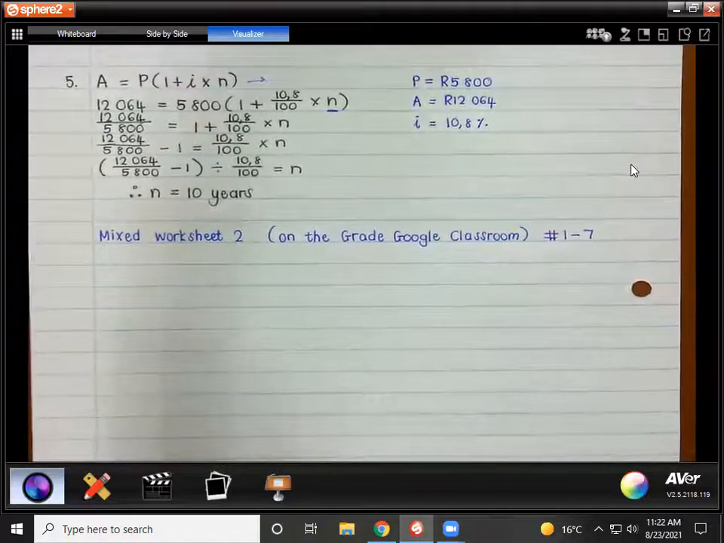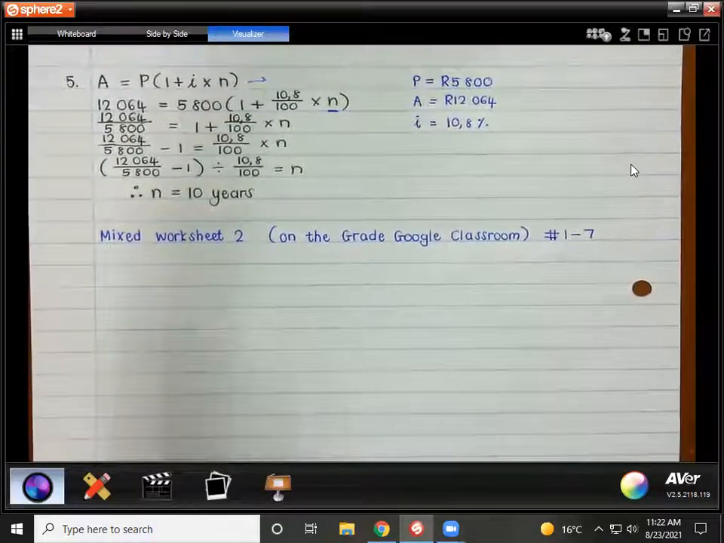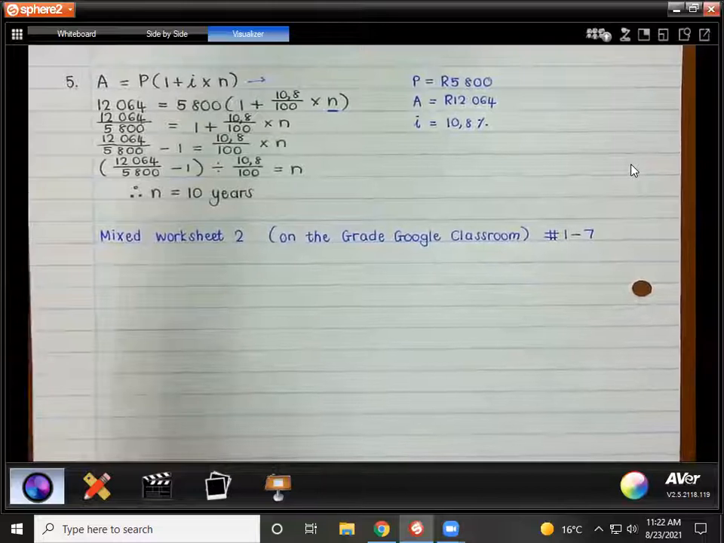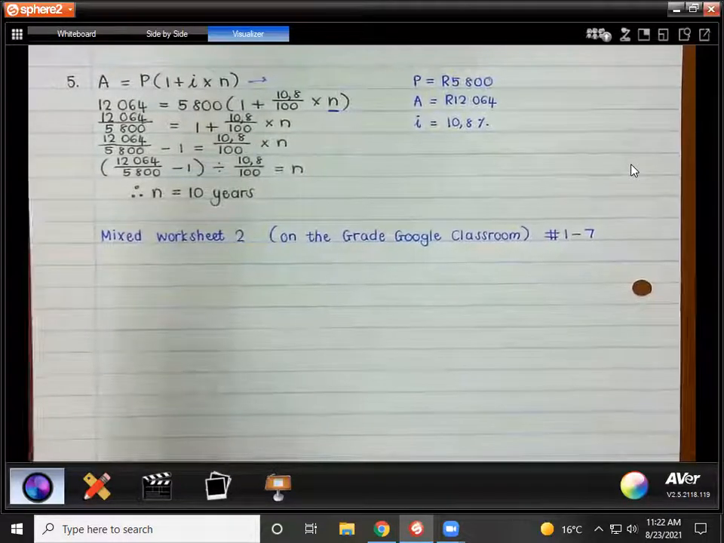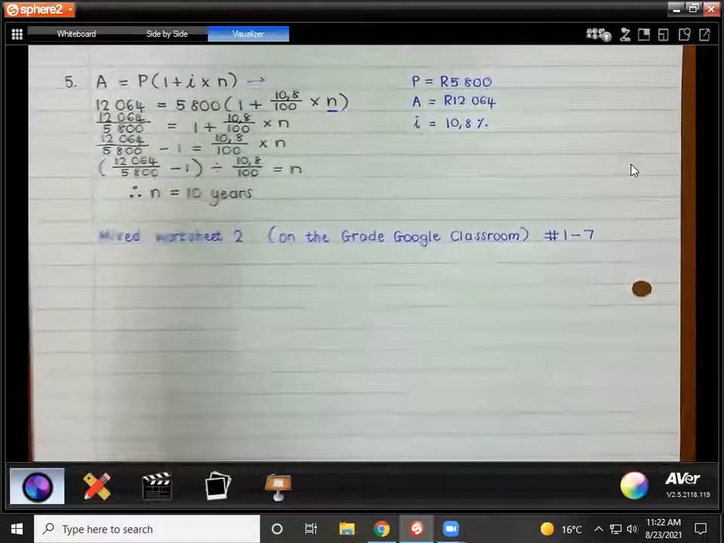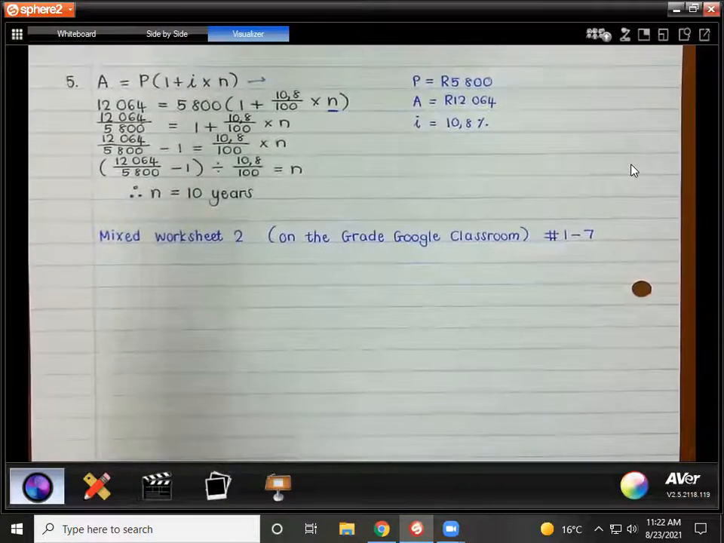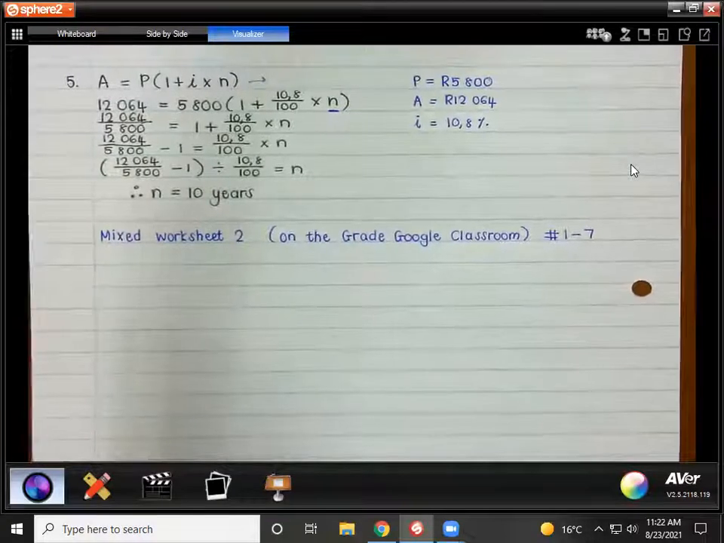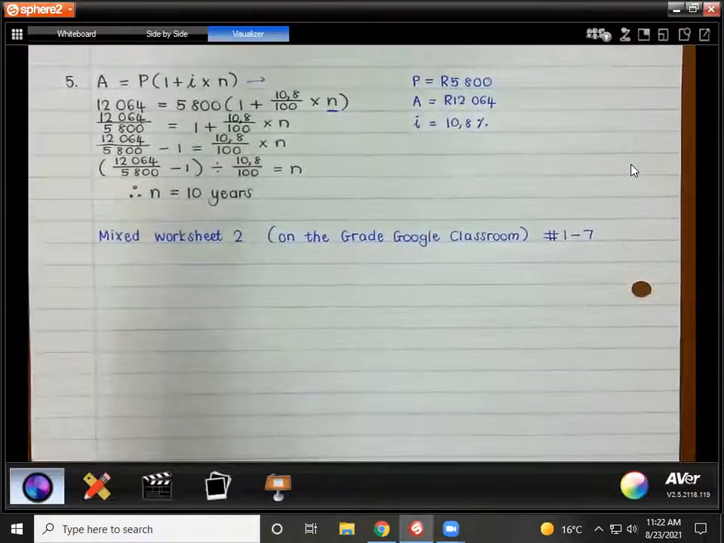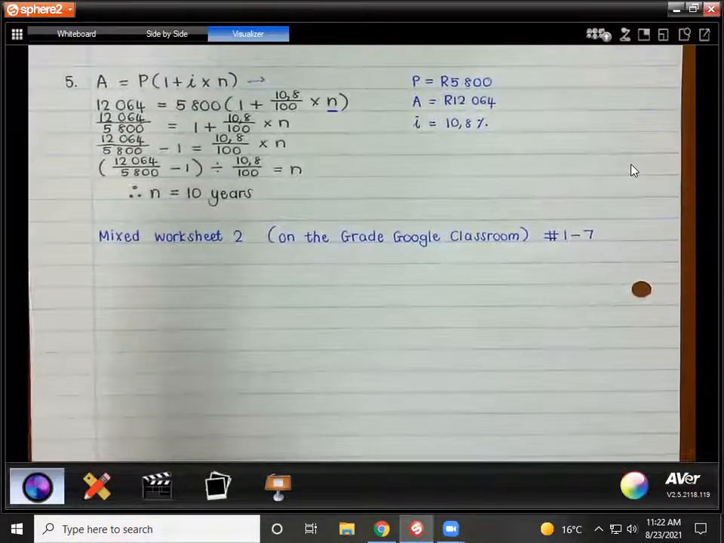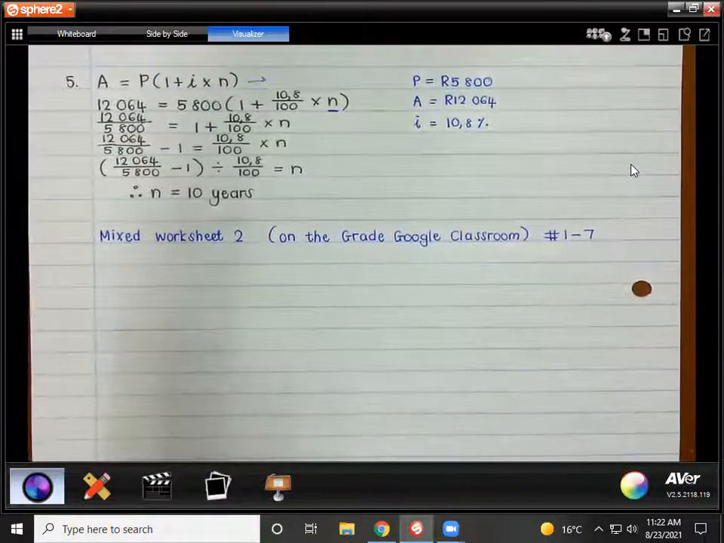Let me just check. On the 30th of August, which I think is next week Friday, isn't it? Let me check. This Friday. No, next week. Oh, flip. Next week Monday. Next week Monday. Yeah, so we'll still communicate with you about that because we don't know if everyone will be back at school next week. But that's what we're working towards, right? So you need to know all this finance stuff for next week, Monday, as well as probability.